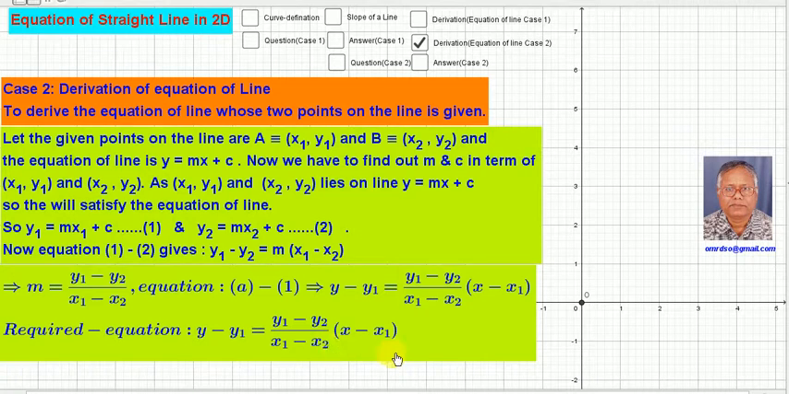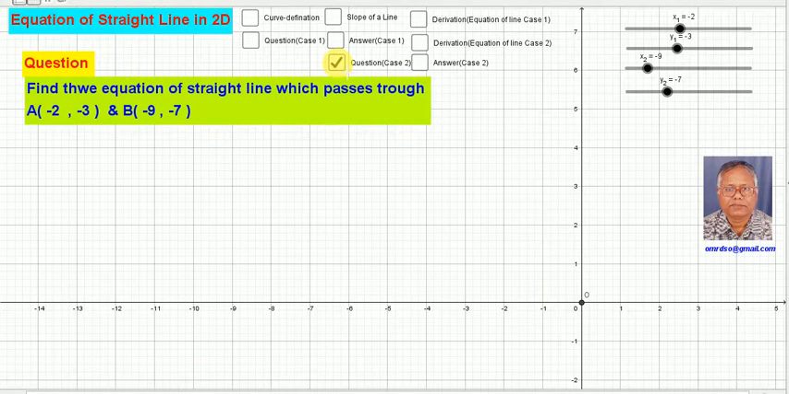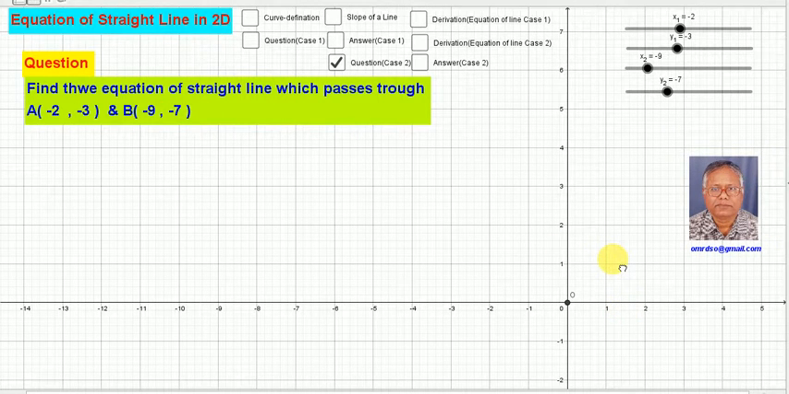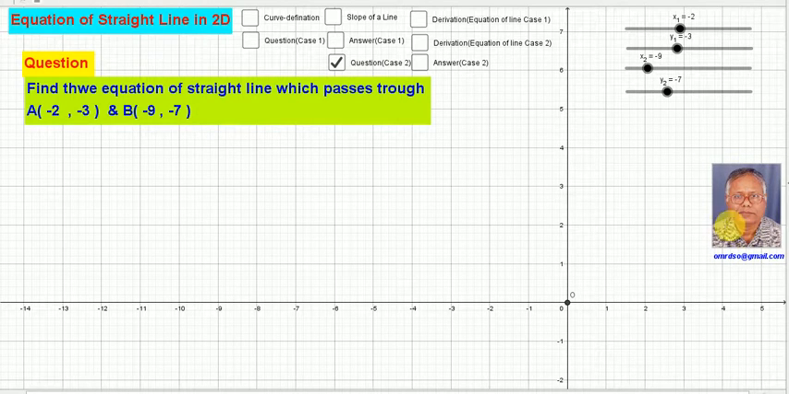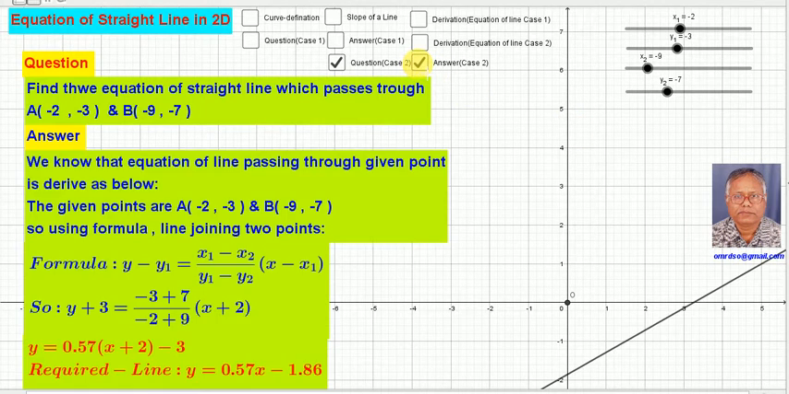Now let us do some questions based on it. Find the equation of a straight line which passes through the points A (-2, -3) and B (-9, -7). Alright, we are finding its equation. How will we get it? So see the answer. Here it is.